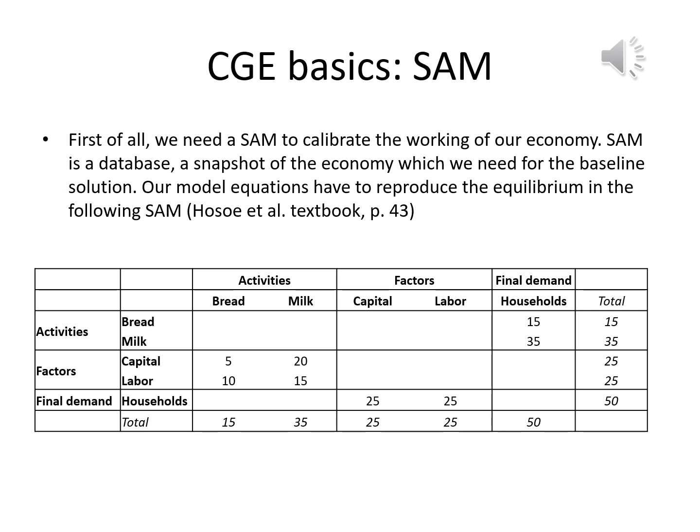The activities block is made up of bread and milk sectors. If you look at the rows of bread and milk, the only numbers you see are in the final demand, where the activities and final demand blocks intersect. You see two numbers, 15 and 35. How do we read these numbers?